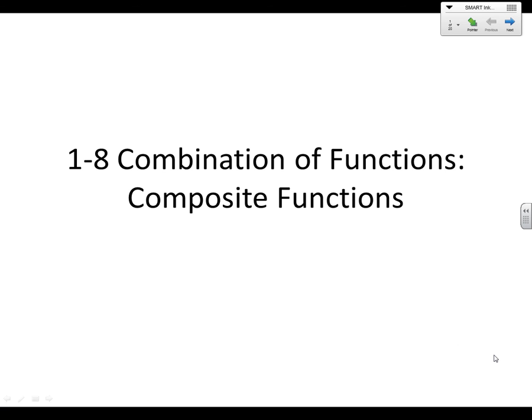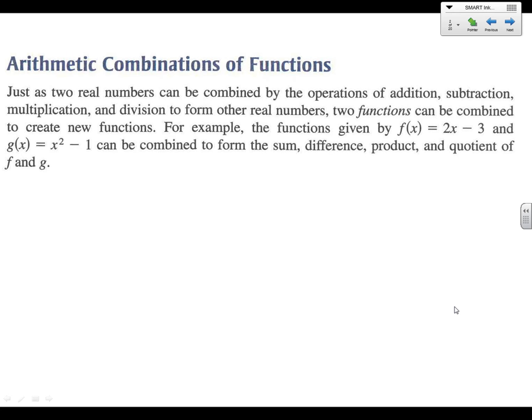1-8 combination of functions. We're looking at composite functions in this section. So what the book says is just as two real numbers can be combined, two functions can also be combined by adding, subtracting, multiplying, and dividing. So just as we can do 2 plus 3 and get 5, we can also say f of x plus g of x and end up with whatever those two things would be.